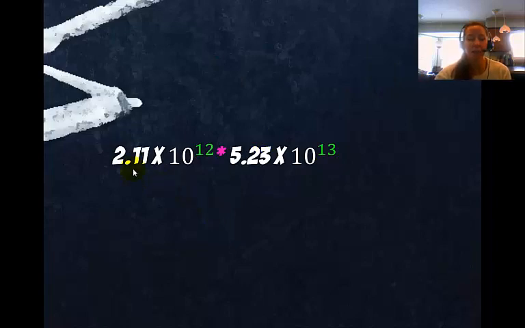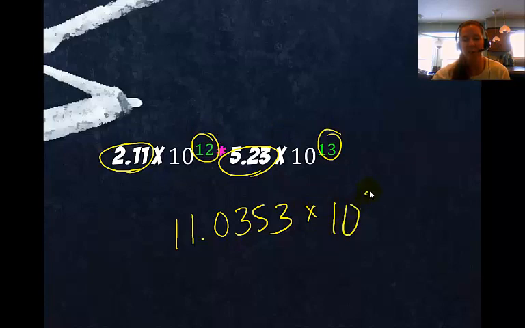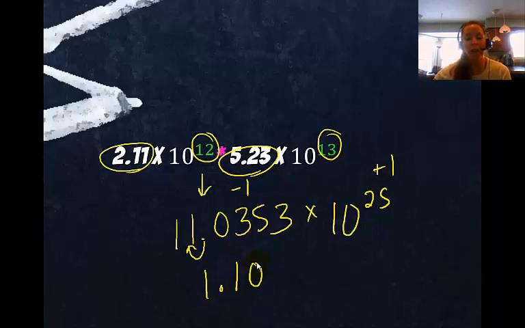Last but not least, I'm going to go ahead and use this one to multiply. So 2.11, 5.23, I got 11.0353. And look at all these 10s I have, times 10 to the 25th. But we're not quite done yet. Look, I'm not snug as a bug in a rug. I'm going to scoot that decimal over, taking a spot of power there, so I'm going to give that spot of power to my exponent. 1.10353 times 10 to the 26th power.